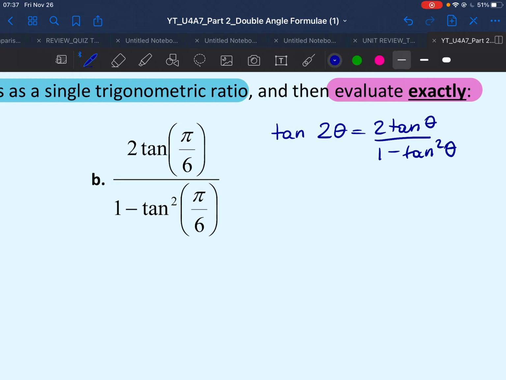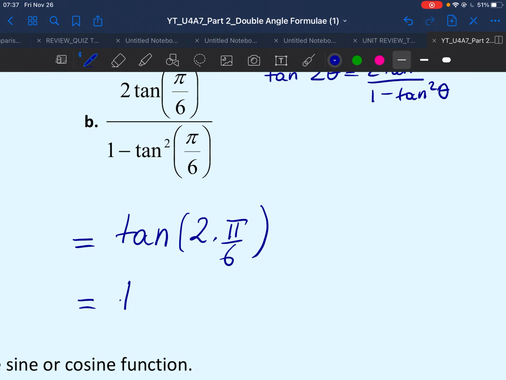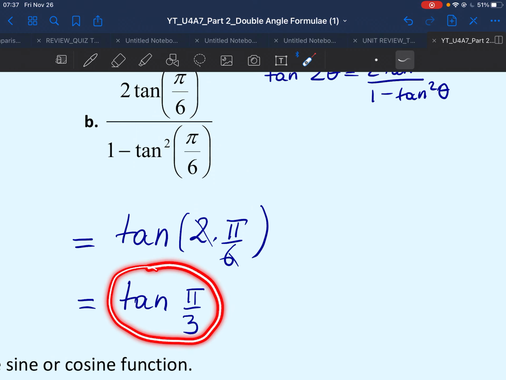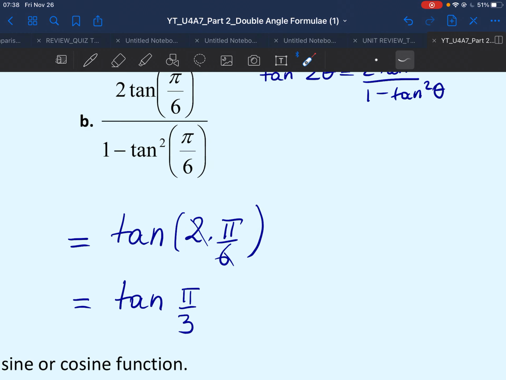So we have pi over 6 in both tan terms, which means that we're good to go and express this as tan of double pi over 6. And that would equal tan of, in a more simplified form, pi over 3. Now, pi over 3 is a special angle. As a matter of fact, so is pi over 6, but it would be easier for us to evaluate this expression from its more simplified form than this one here, right?